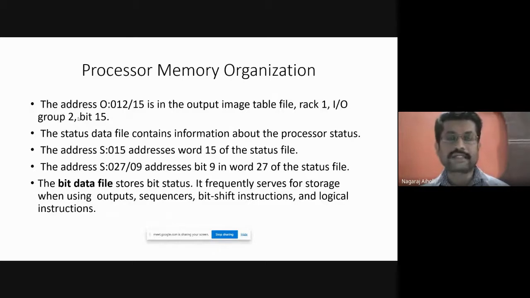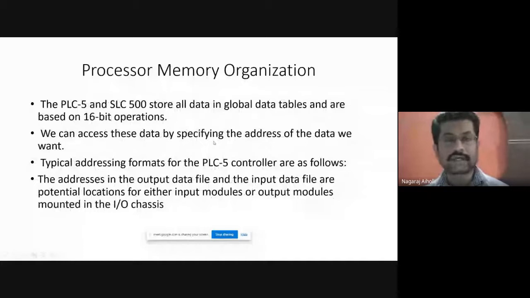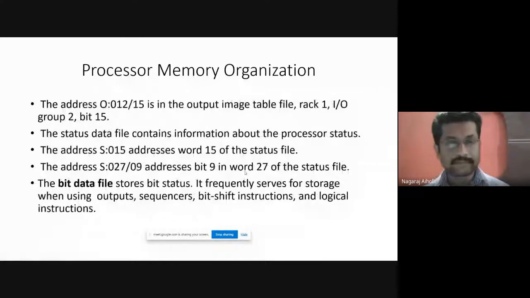The status file contains status information. It may be the status of the input device, or the processor status, or the status of the output device. The address S:015 addresses word 15 of the status file. S:015 means it is word number 15 of the status file. These are the various formats in which the bit status of the input and output devices is represented for the PLC5 controller. Okay.